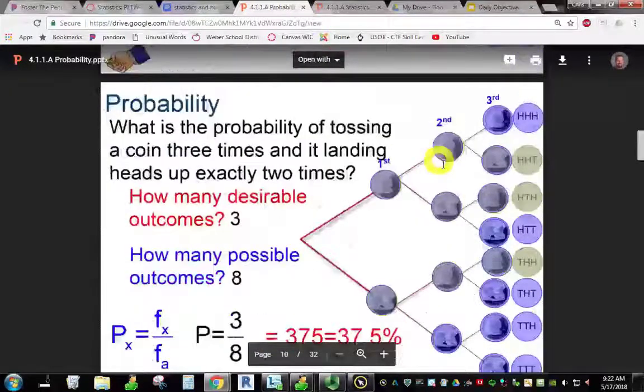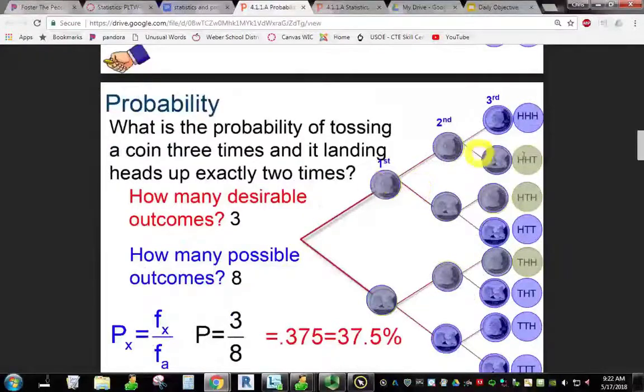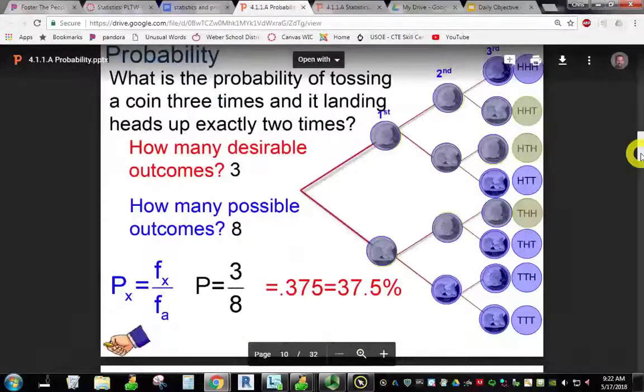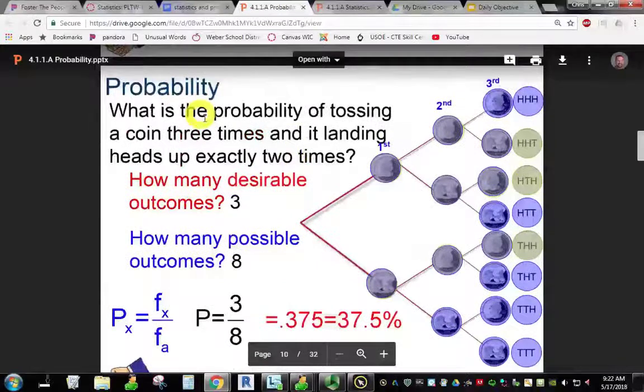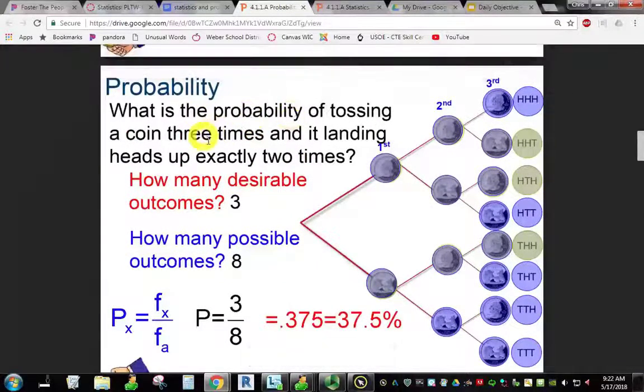Same idea. So you can see this gets complicated pretty quickly. Let's read through this. What's the probability of tossing a coin 3 times, and having it land heads up exactly 2 times? That's my desirable outcome. So there's 8 possible outcomes. My point is, this is going to start to get a little complicated.